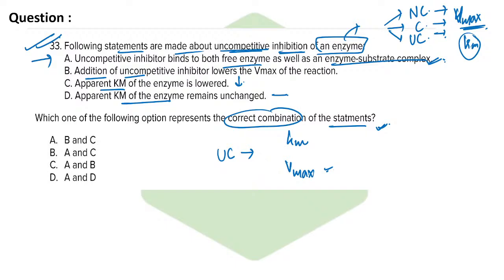Okay, let's see what will be the correct answer. First option is saying uncompetitive inhibitor binds to both the free enzyme as well as the enzyme substrate complex. No, it binds only to the enzyme substrate complex and not to the free enzyme. This is the main important property of your uncompetitive inhibition. Remember, in uncompetitive, your inhibitor is getting bound to your enzyme substrate complex.